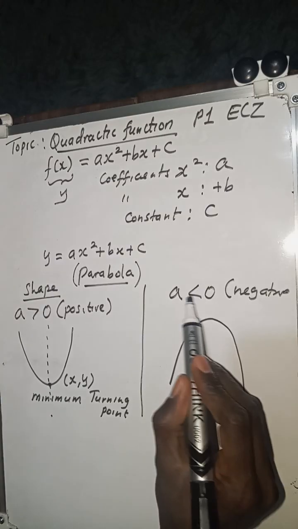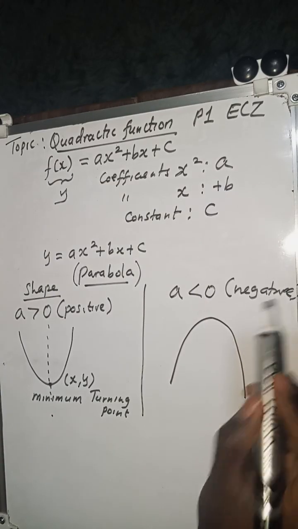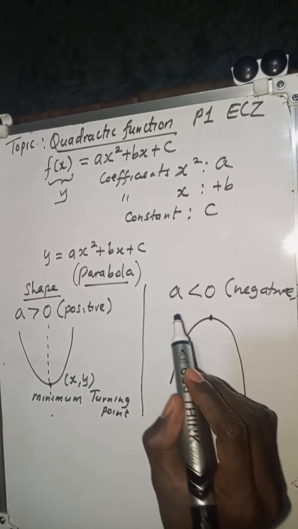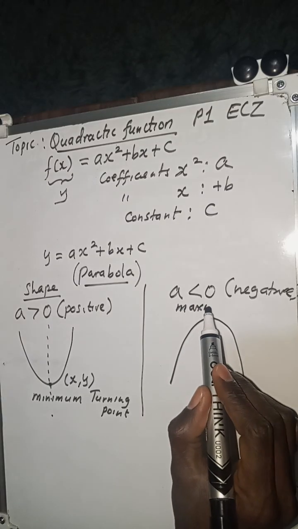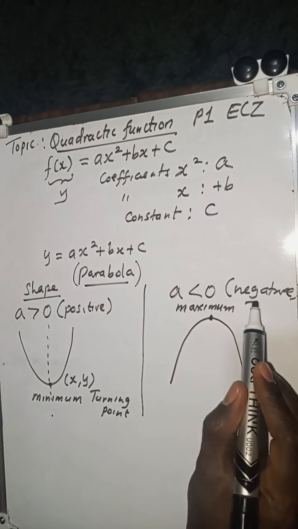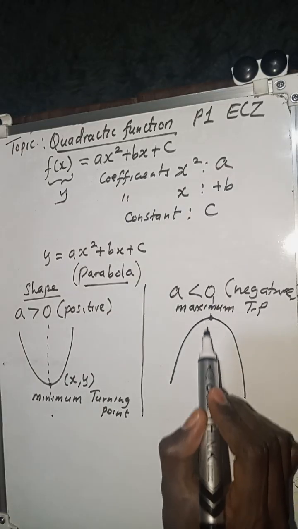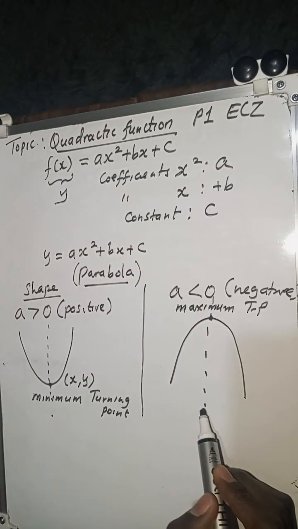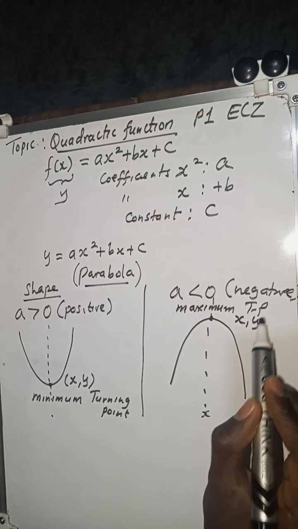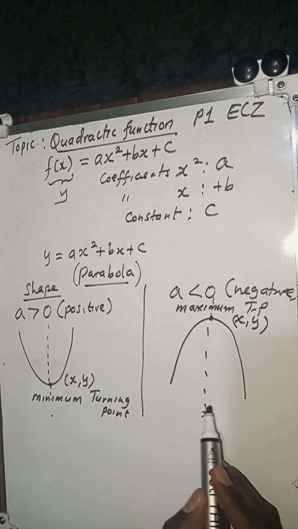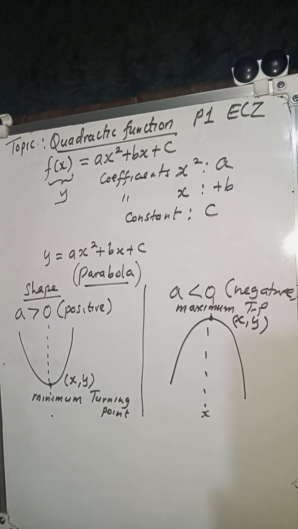But if your a is less than 0, meaning it is negative, your turning point is going to be a maximum. So you're going to have a maximum TP, turning point. Again, you have the value of x at that point and the value of y. In fact, the value of x will be like a line of symmetry. They are going to tell you to find the line of symmetry.